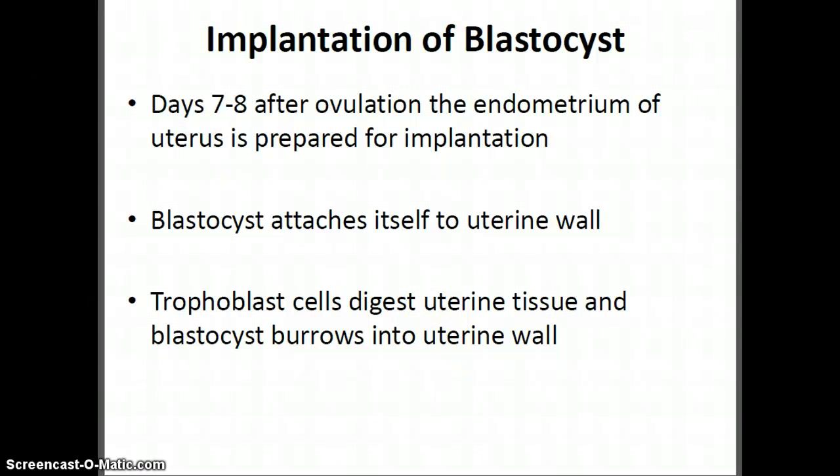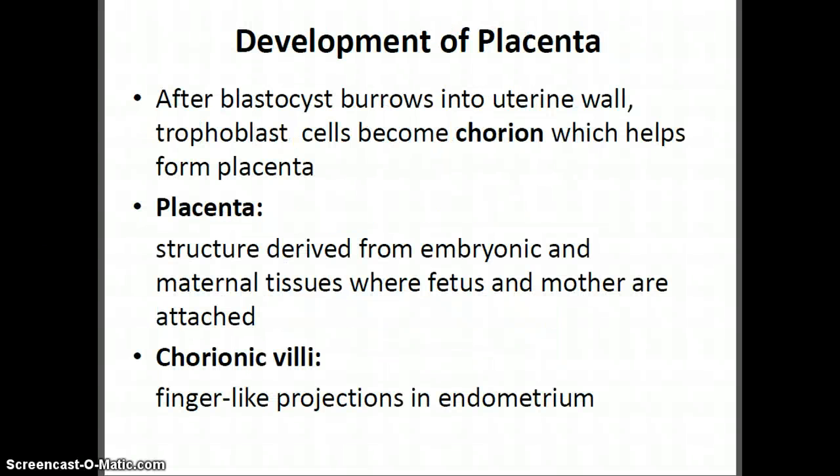The blastocyst attaches itself to the uterine walls. The trophoblast cells digest uterine tissues, and the blastocyst burrows into the uterine wall. So there are cells, the trophoblast cells, that will digest uterine tissue, facilitating implantation. After that, the trophoblast cells become the chorion, which helps to form the placenta.